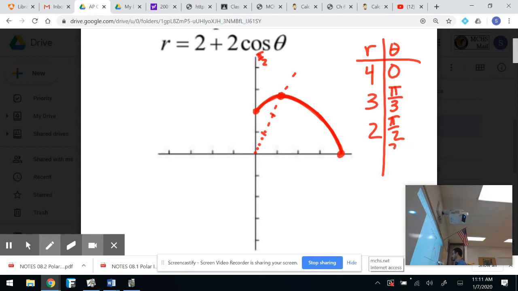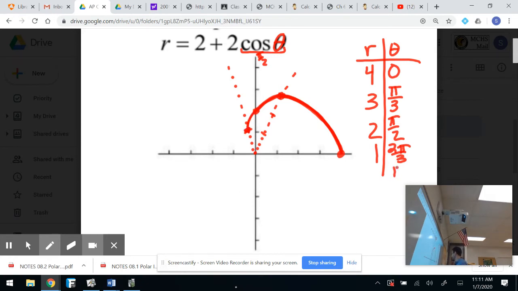Well, 2 pi over 3. Now, why 2 pi over 3? 2 pi over 3 is 120 degrees. Now, 120 degrees means cosine is going to be negative 1/2. So if I put a negative 1/2 in here for this cosine of theta, I get 1. So I'm only going to come out 1. So it's coming back a little bit. Okay. Well, it's definitely not a circle.